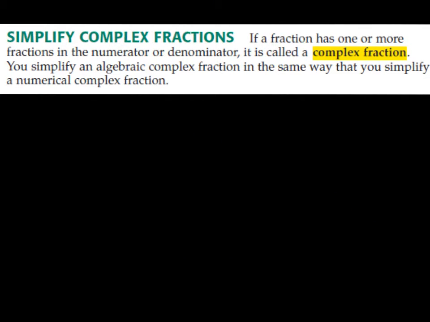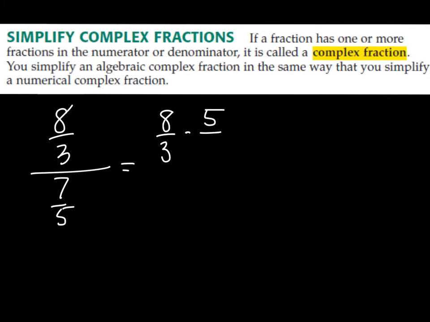If a fraction has one or more fractions in the numerator or denominator, it is called a complex fraction. You simplify an algebraic complex fraction in the same way you simplify a numerical complex fraction. If we had 8/3 divided by 7/5, dividing is the same as multiplying by the reciprocal of the second number, and we multiply straight across.